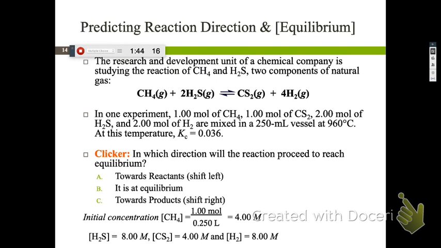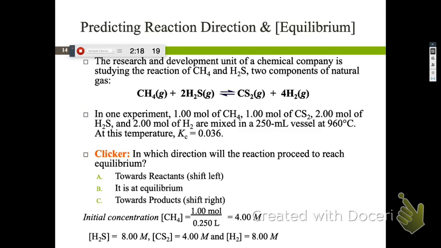Are these the concentrations you guys found? We have 4 molar, 8 molar, and 8 molar, and 4 molar. What do we do once we have the concentrations? And did I use the right symbols there? These should be non-square brackets. These should be parentheses, right? Because we don't know if it's at equilibrium. What do we do once we have the concentrations? Let's go ahead and find Q.